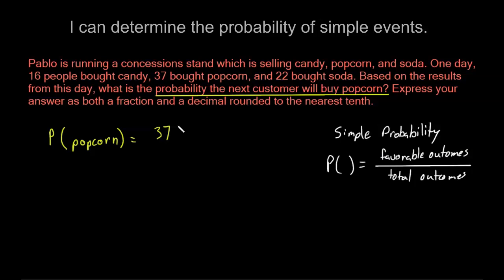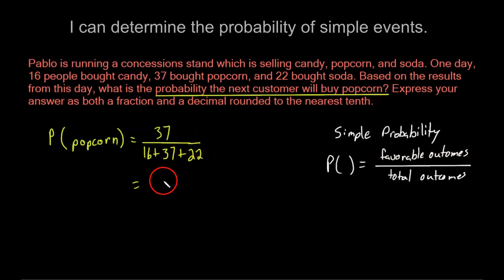And now we need to find out the total amount of items that were bought. So the total amount of outcomes, well, we could take 16 plus 37 people who bought popcorn plus the 22 people that bought soda. That would give us the total amount of outcomes.